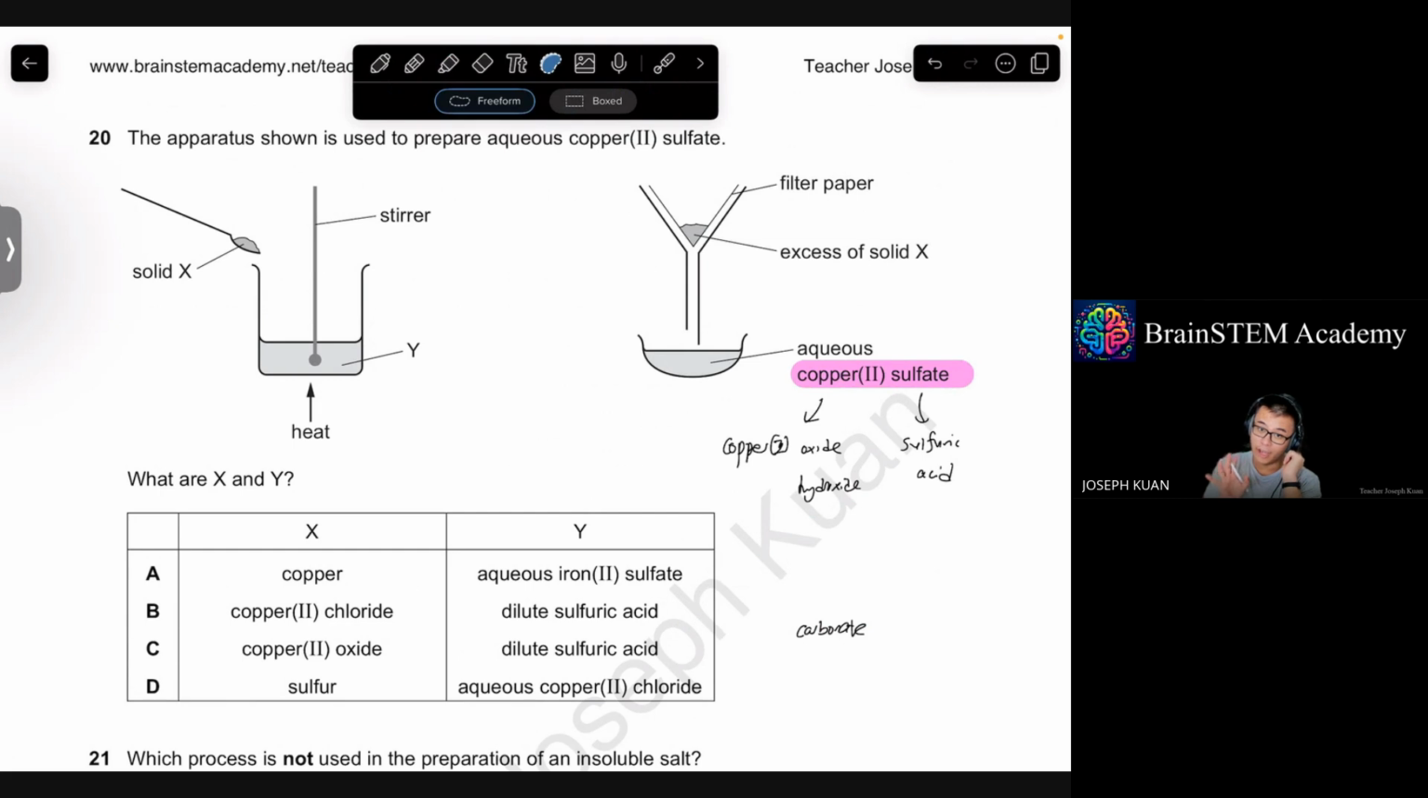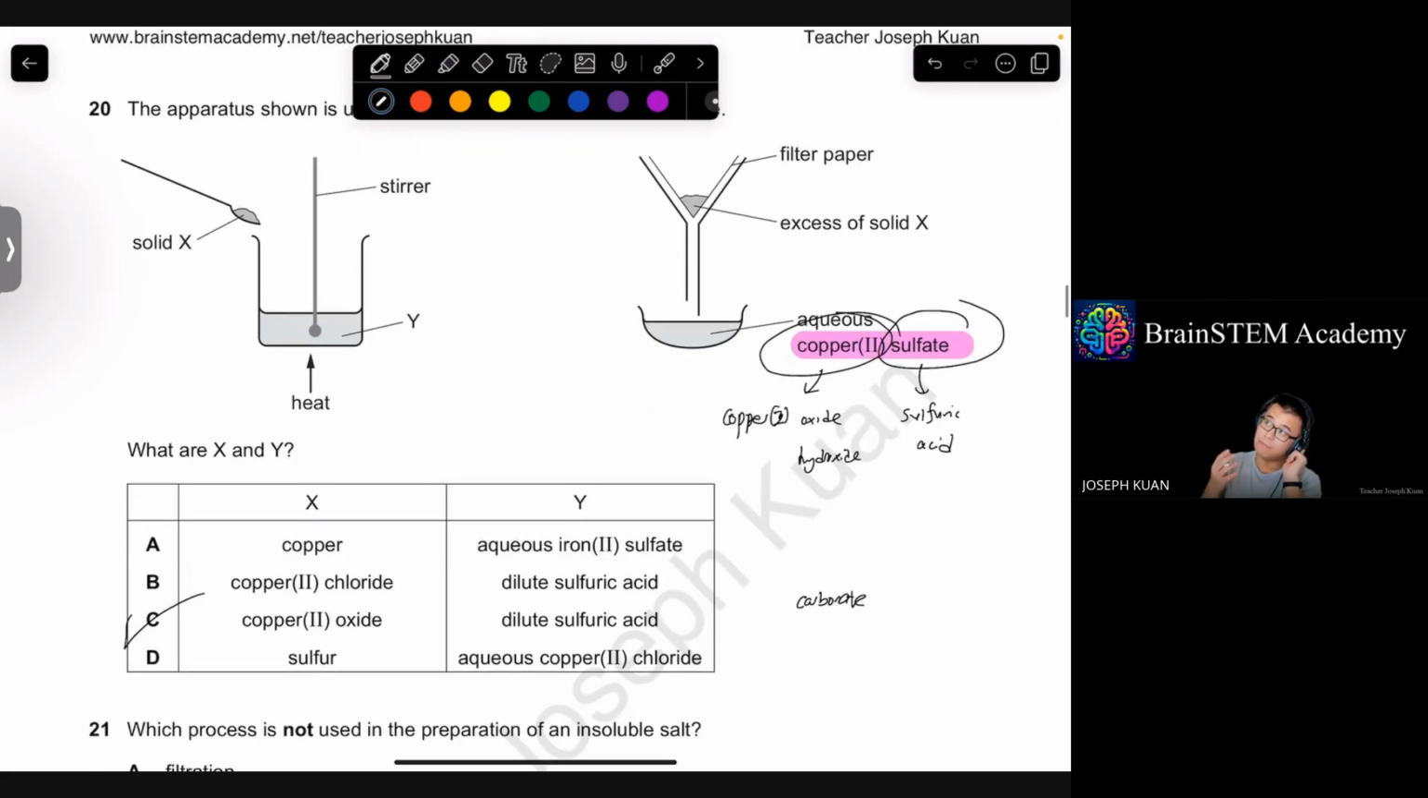Now, you can't use copper because copper doesn't react with acid. So the answer here is actually C. Copper 2 oxide with sulfuric acid. Just look at the salt and then try to figure out what materials you need: sulfuric acid and also copper 2 either hydroxide or oxide. That's fine, but you can't use copper because copper metal is unreactive. It doesn't react with acid.